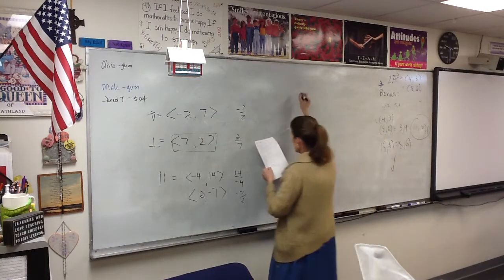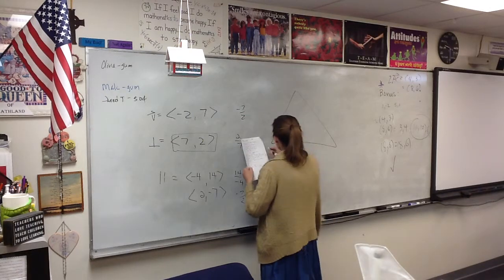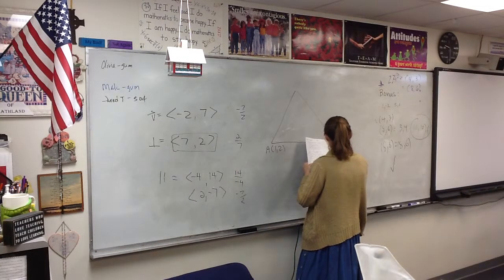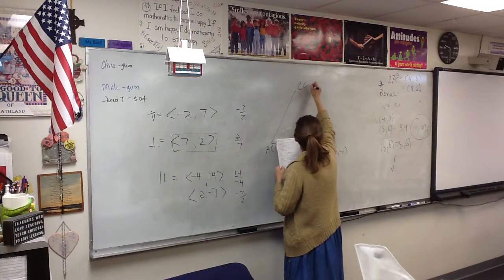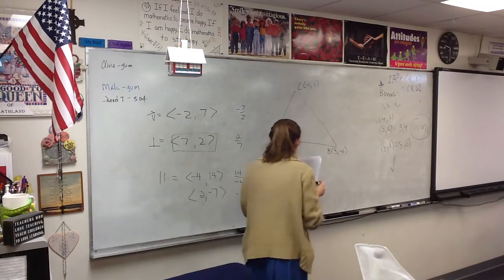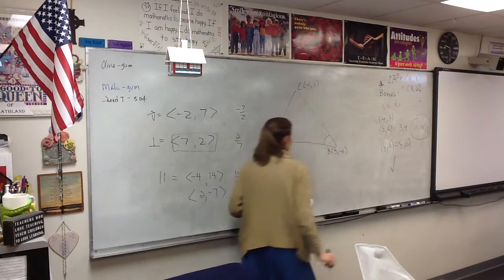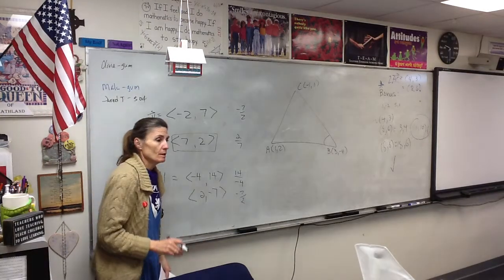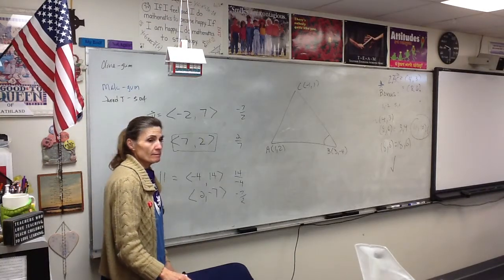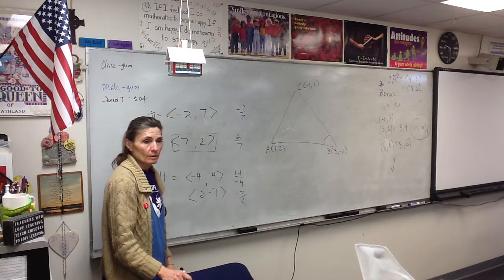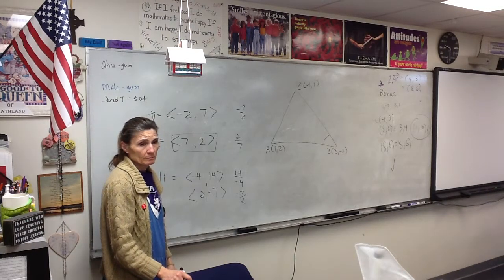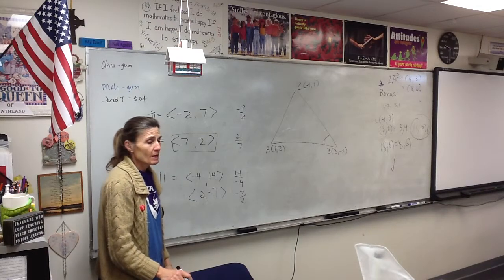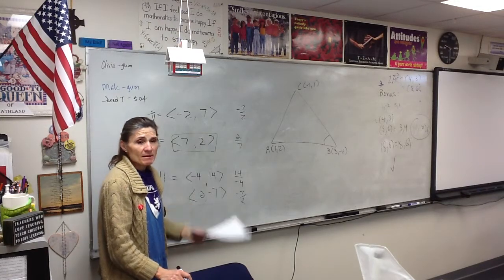Okay, number 11 says that we have this triangle out here, and we want to find the measure of angle B. How do we find the measure of angle B?